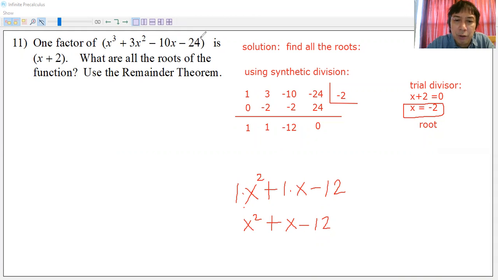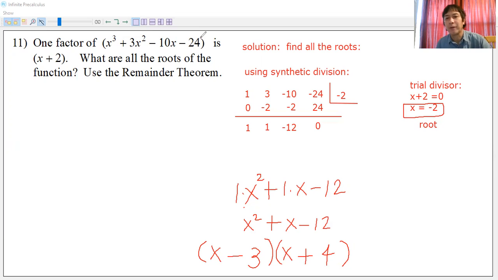So this will be binomials like that, and this will be x and x. The factors of 12 will be 3 and 4. This will now be 4, and this will be 3. And then we have a positive middle term, positive 1. So we shall make the 4 positive and make the 3 negative. This will be the factored form of x squared plus x minus 12.